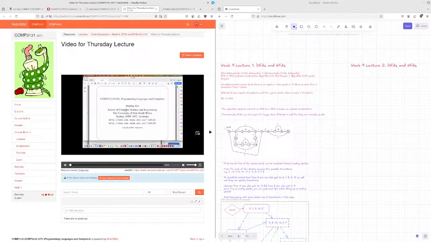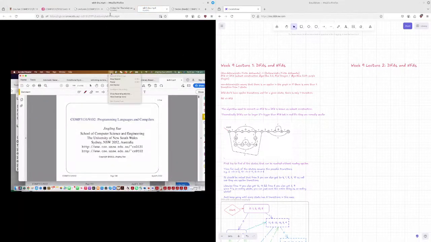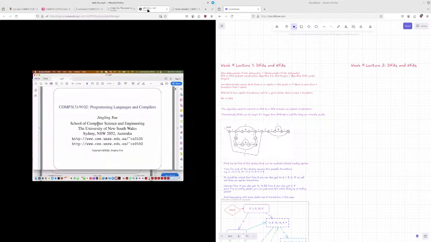So in this lecture, we're going to revisit syntactic analysis. There might be an opportunity to revise something you did in order to implement a parser.